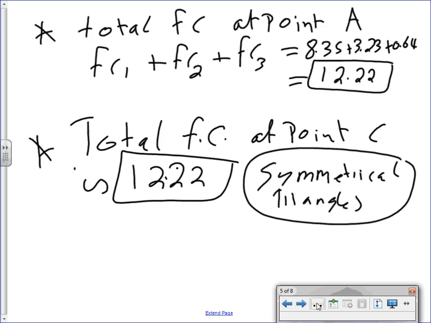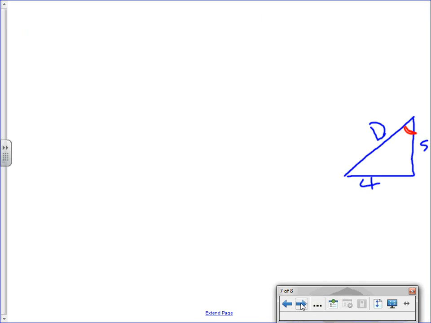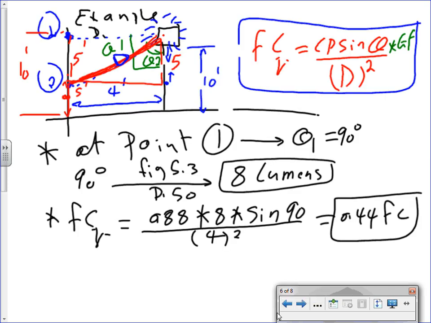Okay, so let's go back here. Any comments, guys? Any questions about this? Derek, I see a question right in your eye. Q1 is supposed to be that whole angle right there, from here all the way to here, which is 90 degrees, right? Yeah. Good. Any other questions? So that's the calculation at point 1. Very easy.